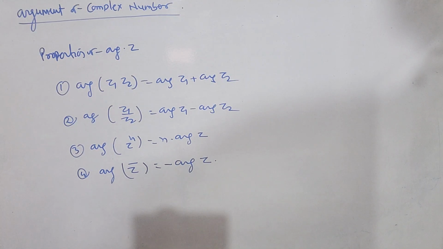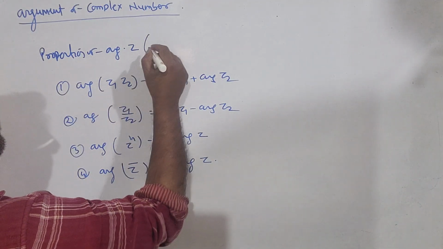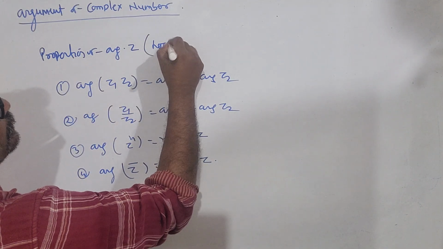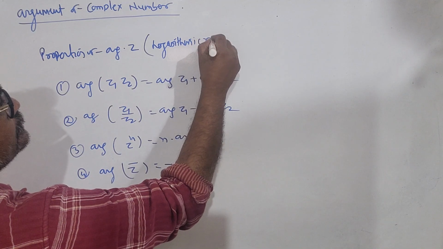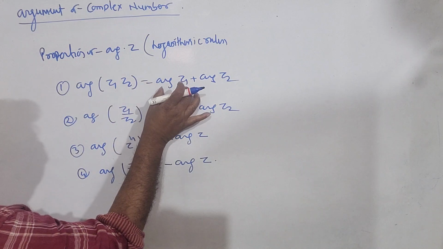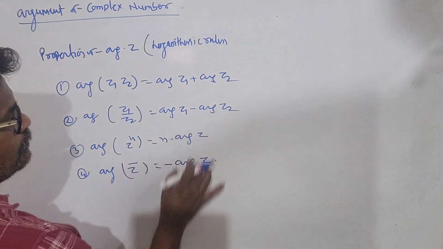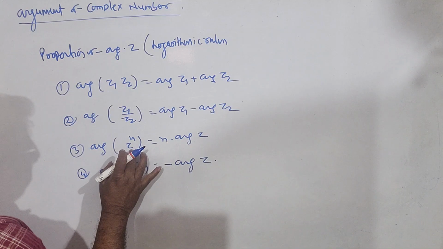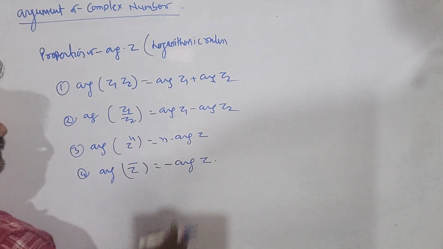So what we are observing here is that the properties of argument of Z follow the logarithmic law, the logarithmic rule. Log of A into B is log of A plus log of B. Log of A by B is log of A minus log of B. Log of A to the power something, that power comes over here, okay, log of Z.